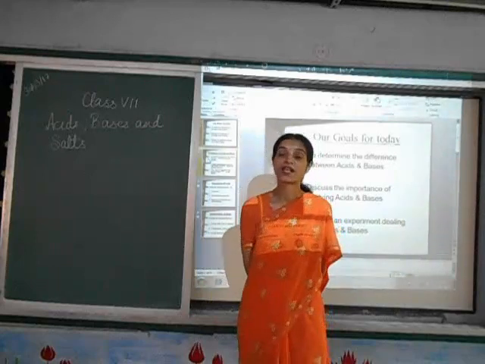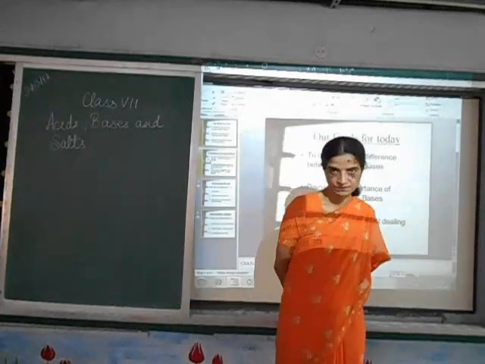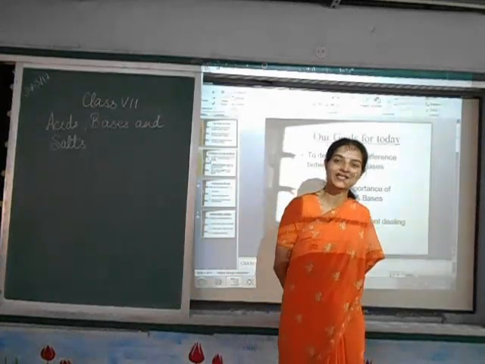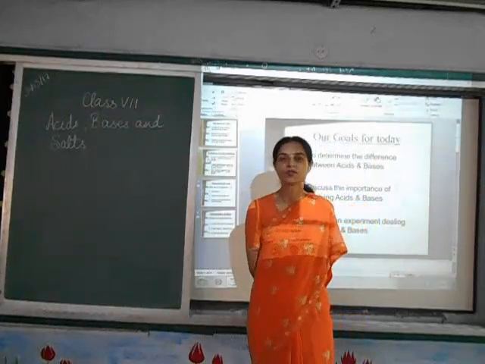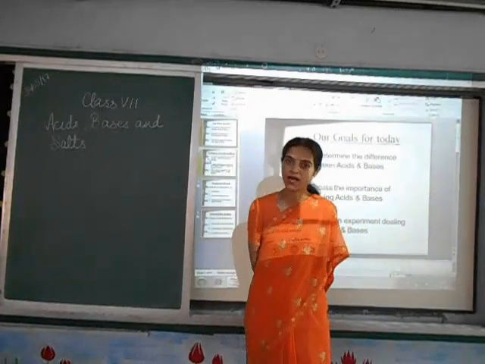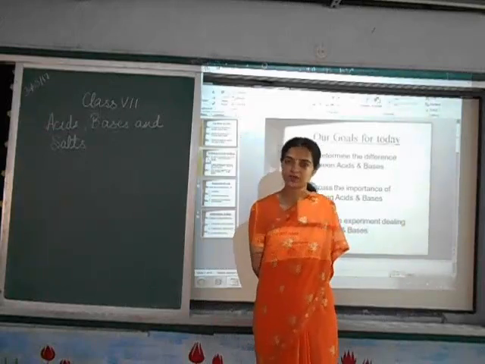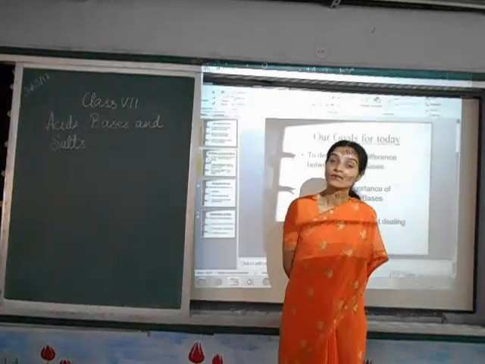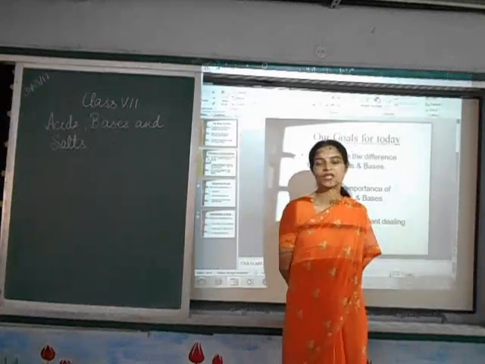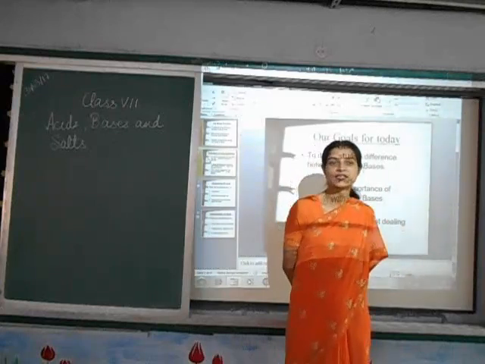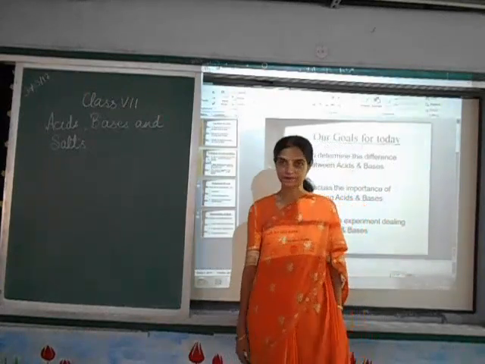extract of China rose, which is a natural indicator again, and phenolphthalein, which is actually a synthetic indicator. When we talk of acids, acids turn blue litmus red. Litmus is an indicator which is available to us in two forms. One form is paper and the other form is solution. When acids come in contact with litmus, they turn blue litmus red, and when a synthetic indicator like phenolphthalein comes in contact with acids, it remains colorless. So indicators are actually used to identify whether a given substance is acid or base.